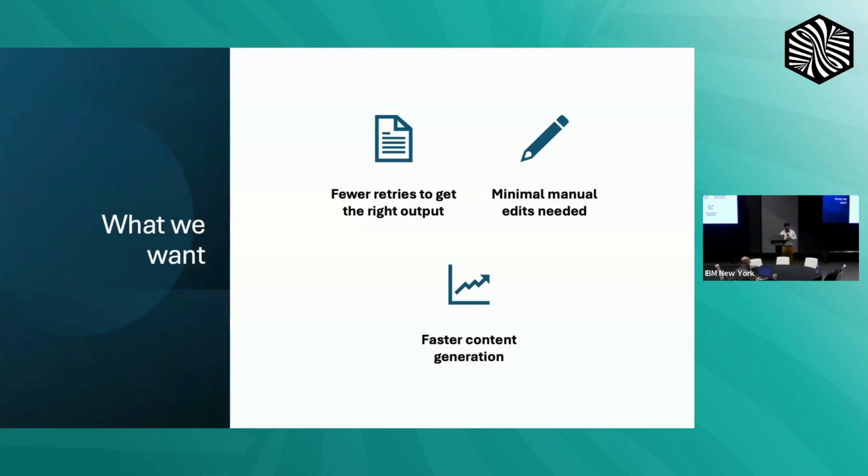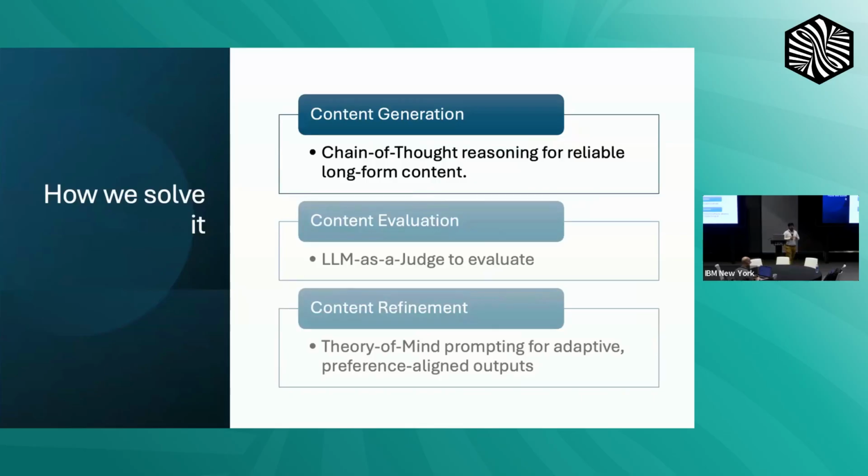So that is why we want this AI system, and that is where this AI system will be helpful. Now, how do we solve for it, right? The way we are solving for it is, I would split it in 3 phases, right? First is the content generation part, where we want to make sure that the first content that we create is actually good enough, right? And for this, we'll be leveraging something called chain of thought reasoning.